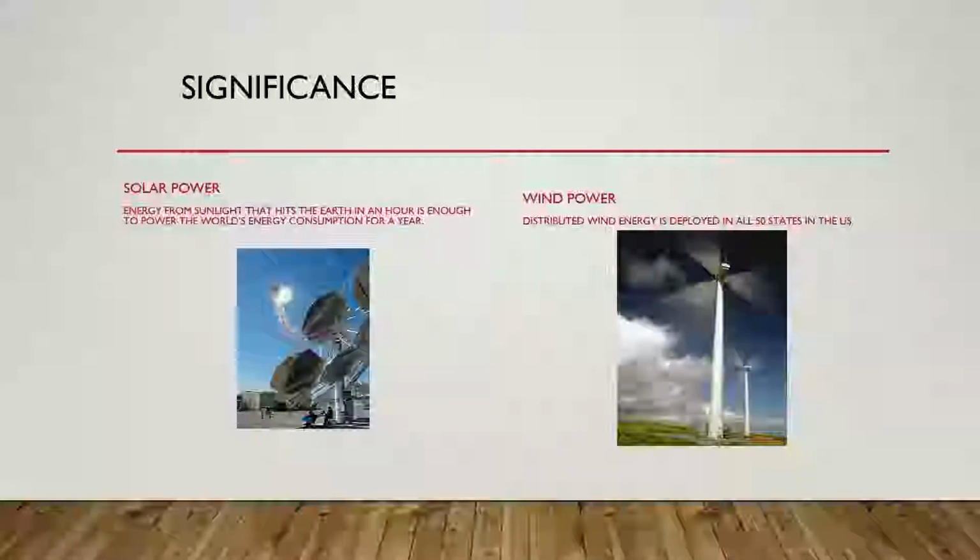The major advantage of solar and wind energy is that they are both abundant, clean, and renewable energy sources. According to the U.S. Department of Energy, the energy from sunlight that hits the Earth's surface in an hour is enough to power the world's energy consumption for a year. Distributed wind energy is already deployed in all 50 states and accounts for 30% of the country's newly installed generating capacity.